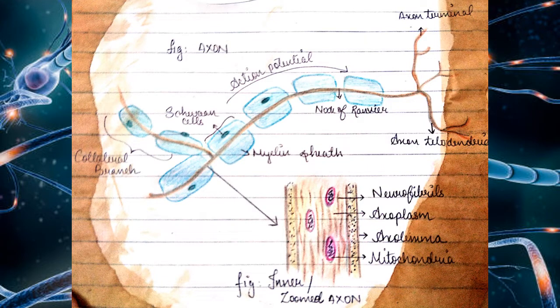In the first figure, we can see an axon with its collateral branch, nodes of Ranvier, axon telodendria, axon terminal, and myelin sheath with the Schwann cell. And it shows the passage of action potential. In the second figure, we can see a zoomed or inner version of an axon, which consists of neurofibrils, axoplasm, axolemma, and mitochondria inside an axon.